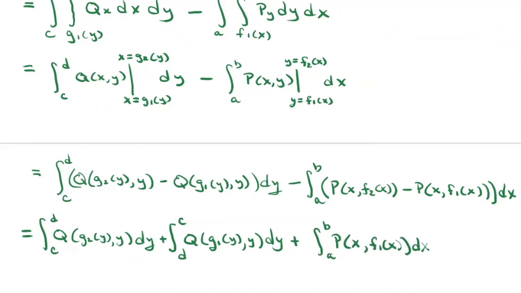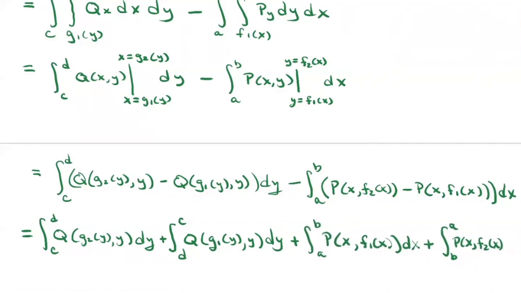And then the next integral is a negative integral from a to b, which I'm going to make into a positive integral from b to a. See how I'm switching the order of the limits? And then it's p of x comma, but now I'm on f2 of x, like that. So that again is a dx.